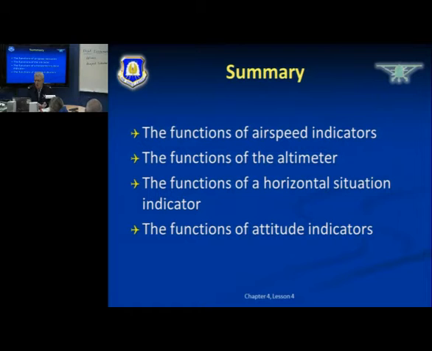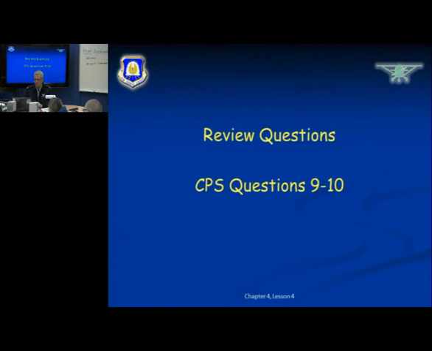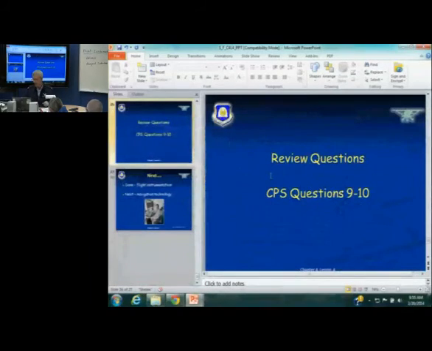All right, what about the horizontal situation indicator? What does that mean? HSI. The way you're sitting in the air. The way you're sitting there, where you're going. What about your attitude indicator? It's up and down, it's left and right. Yes, and that's pretty much the function of that. All righty, yay! Everybody say yay! We're finished with lesson 4. This will be the final part on your test, and we will have this online.